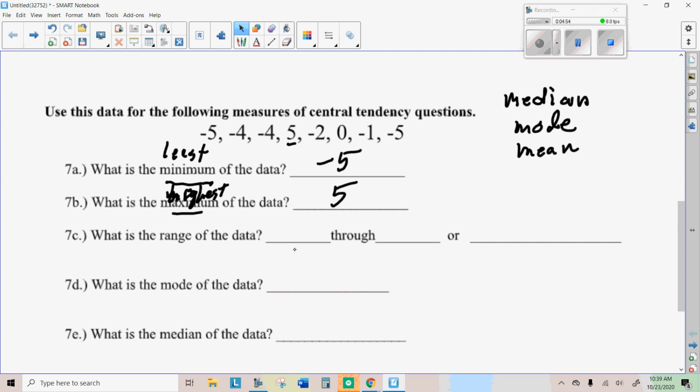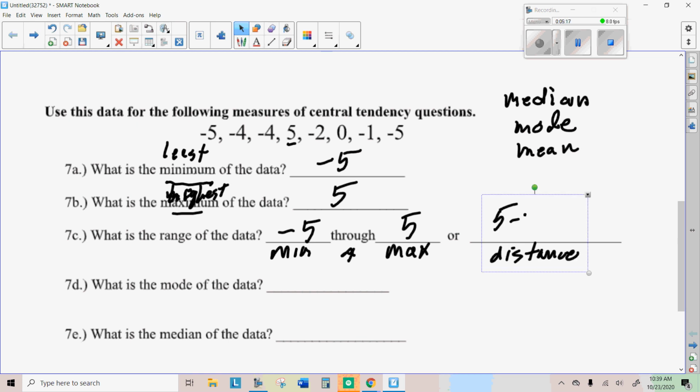The range of the data is from the minimum to the maximum. So let's put that here, min through max, which is from -5 to 5. You can also just find the difference, what that distance is between those numbers. And you can get that by subtracting 5 minus -5, which is 10. Remember, subtracting a negative is a plus. Okay? The mode means the one that you see the most often.